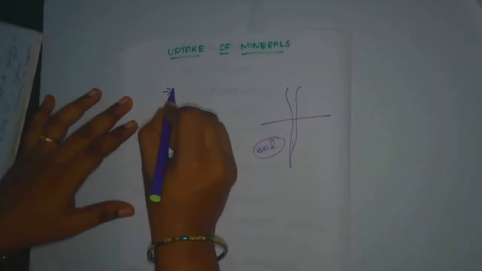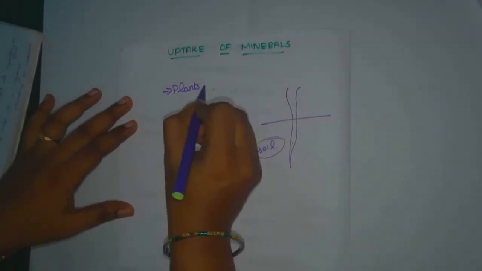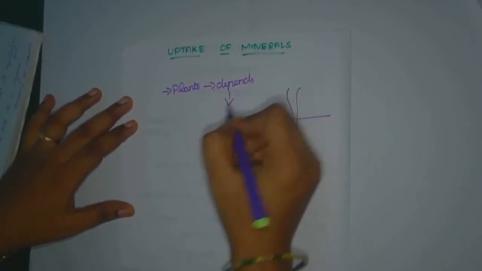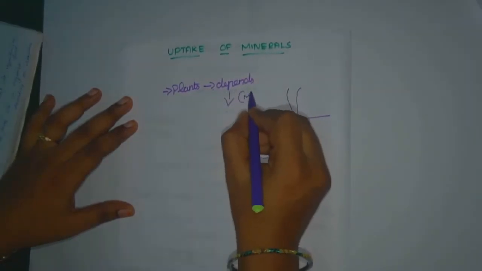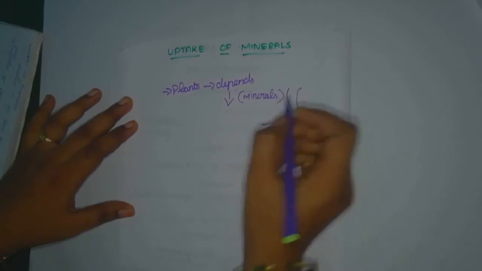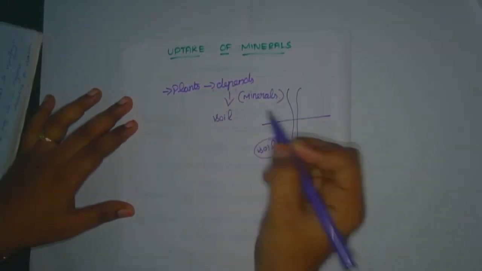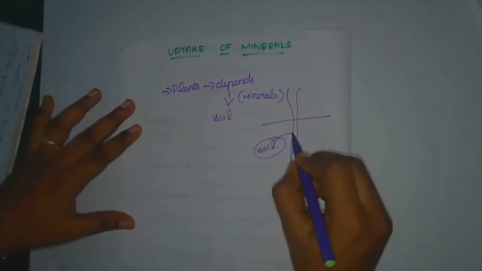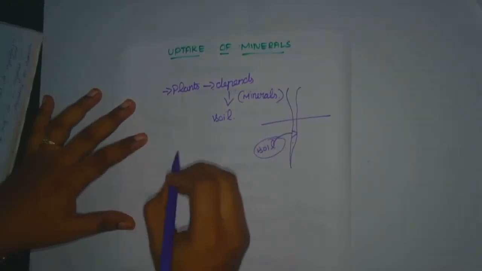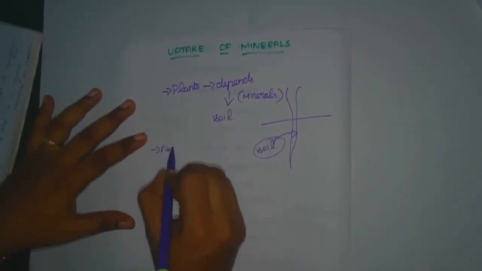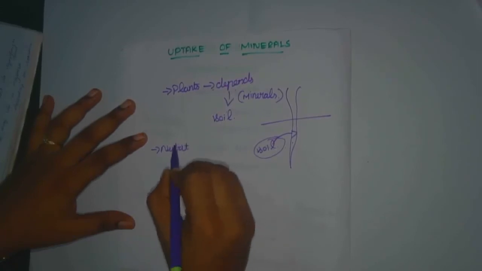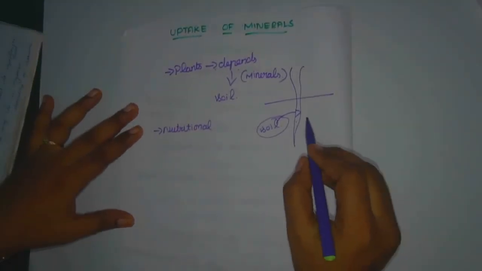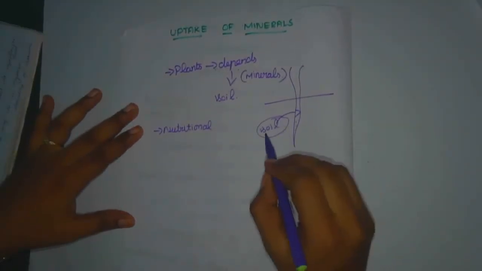That is the first one. Plants depend on the minerals from the soil, right? Why do they need minerals from the soil? They need them for nutritional purposes, for nutritional requirements. And here all minerals cannot be passively absorbed by the roots.